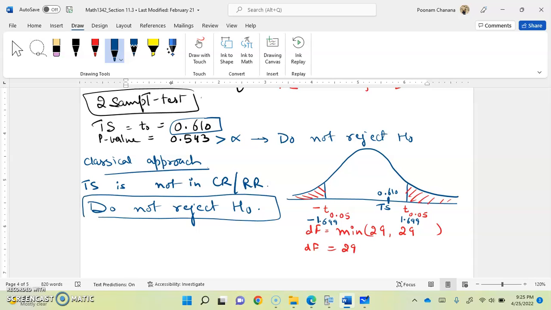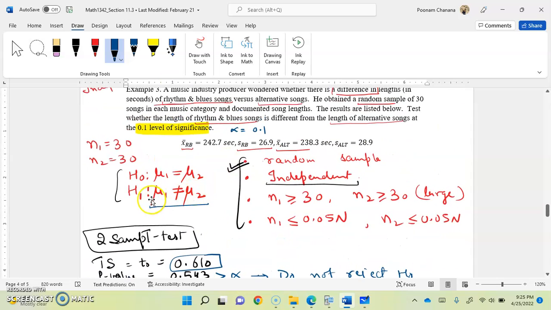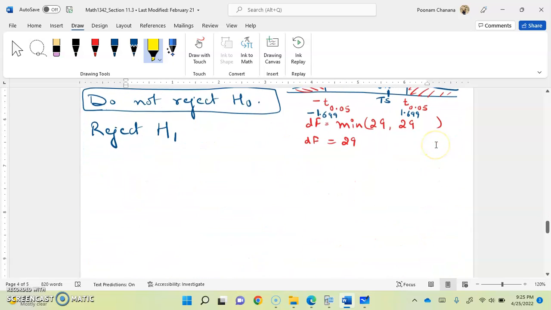If we are not rejecting H naught, that means we are rejecting the alternative hypothesis. What was the alternative hypothesis? It was that mu1 is not equal to mu2. So we are rejecting that. That means we are going to say there is insufficient evidence to conclude that the length of the rhythm and blues songs is different from the length of alternative songs. So we are going to write our conclusion in basic English.